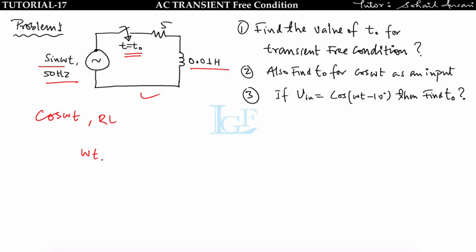So omega t naught plus phi, where phi is 0 because we are not shifting the input phase. Omega t naught is equal to tan inverse omega L upon R plus pi by 2. Now find t naught. You know omega, L, R, so you can easily find t naught, and you will get 6.78 millisecond.